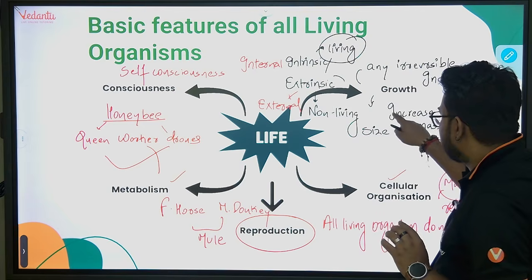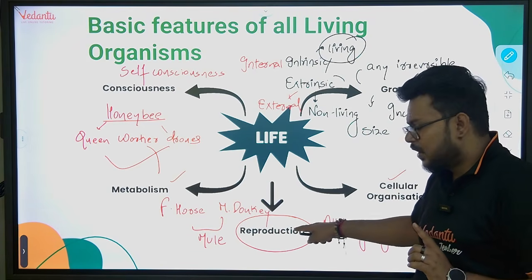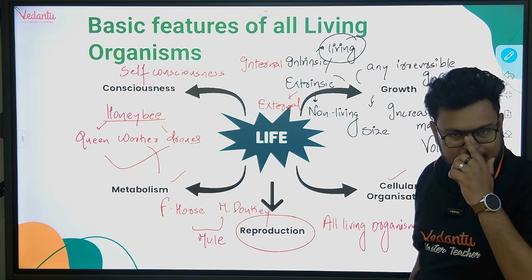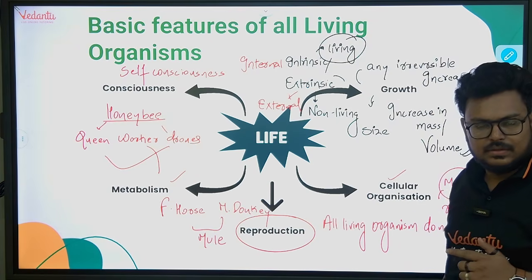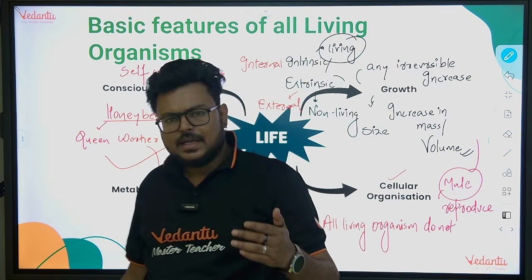So the basic points I told you up to right now: first, growth is not a defining property of a living organism. Reproduction is also not a defining property of a living organism. Twin characteristics of growth are increase in mass and increase in cell number.